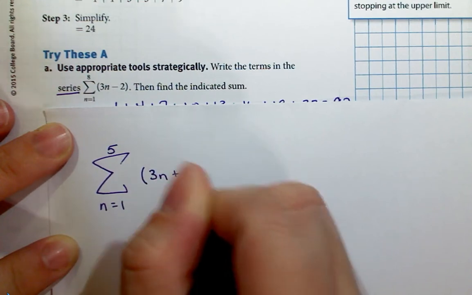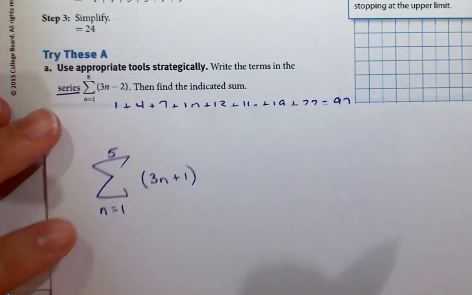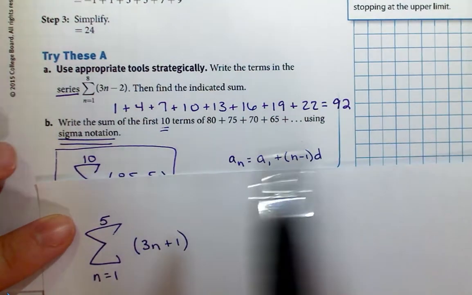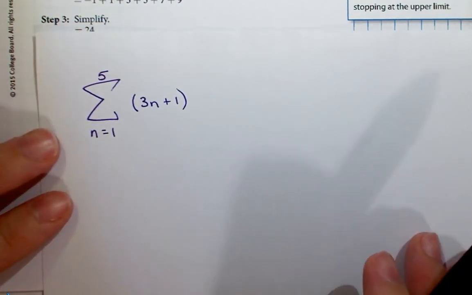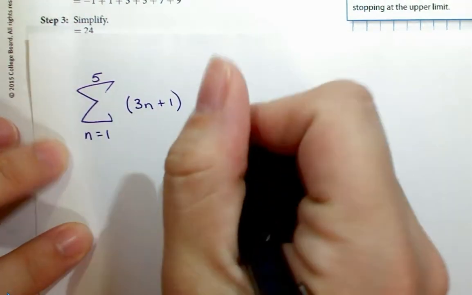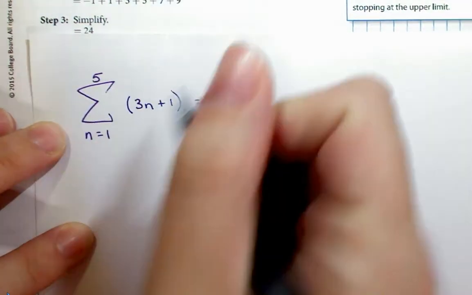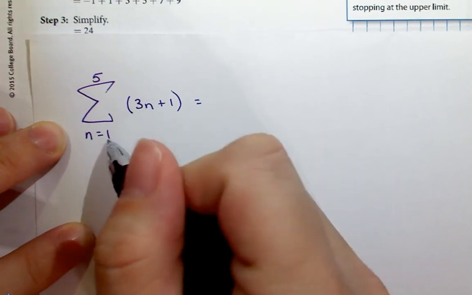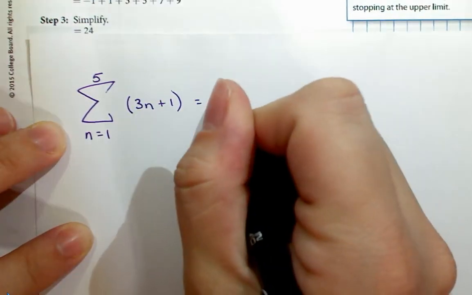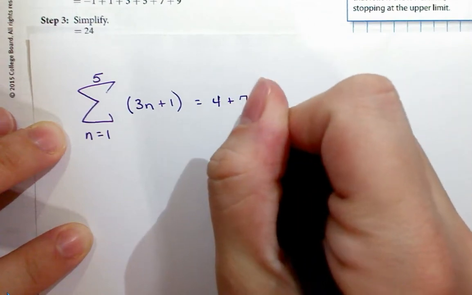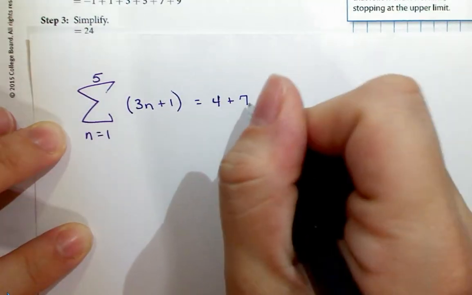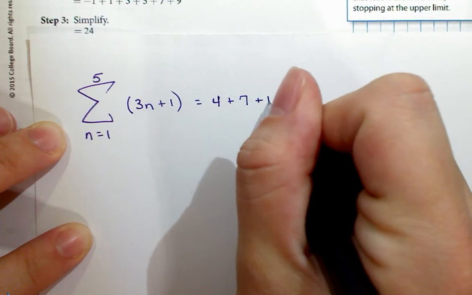3n plus 1. Now, we can do what we just did up here on part A, where we had to find every single term, and that would definitely work here. If we said, okay, this is a small enough sequence that we can do that, so 3 times 1 is 3 plus 1 is 4. 3 times 2 is 6 plus 1 is 7, and so on.